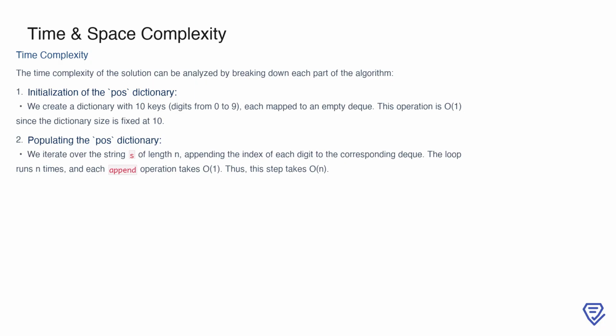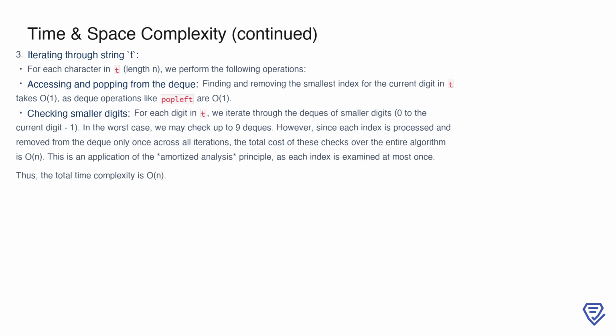For each character in S, we append its index to the corresponding deque in POS. Since the loop runs n times and the append operation for a deque is O(1), this step contributes O(n) to the overall time complexity. Now, let's consider the steps involved in processing the string t. For each character in t, which also has a length of n, we perform two key operations. First, we access and remove the smallest index for the current digit by using the popleft operation on the corresponding deque in POS. This operation is highly efficient and takes O(1) time.